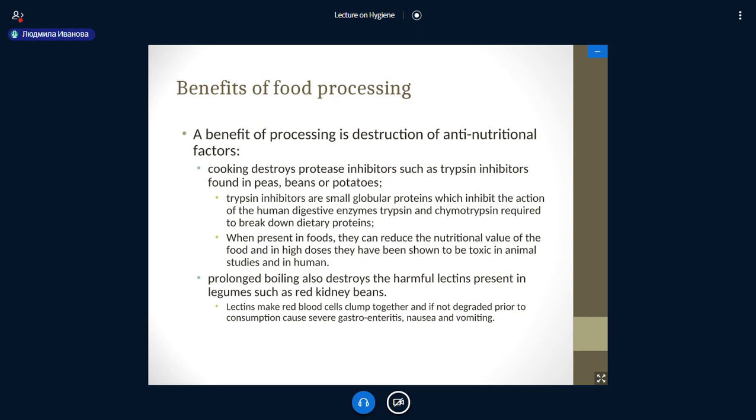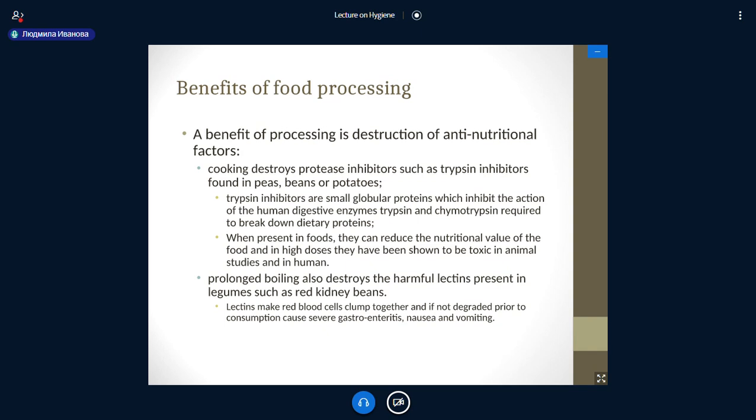So, proteins are not utilized. When present in food, they can reduce the nutritional value of the food, and in high doses, they have been shown to be toxic in animal studies and in humans. And for example, prolonged boiling also destroys the harmful activities present in legumes, such as kidney beans. Red blood cells come together, and if not degraded prior to consumption, cause severe gastroenteritis, nausea, and vomiting.